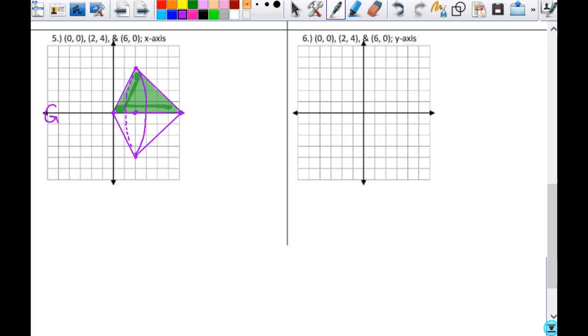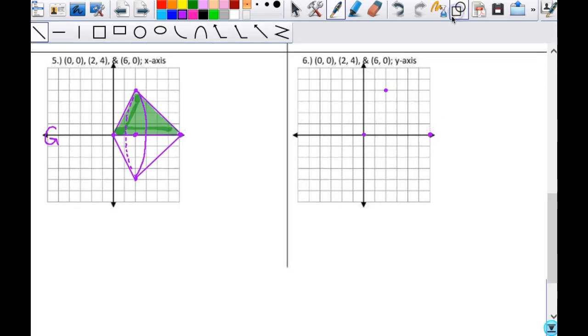Okay. So now, we're going to go to number 6. So number 6, it's the same 3 points to begin with. We'll plot this point, and then 2, 4, and then 6, 0. And then we're going to connect those.